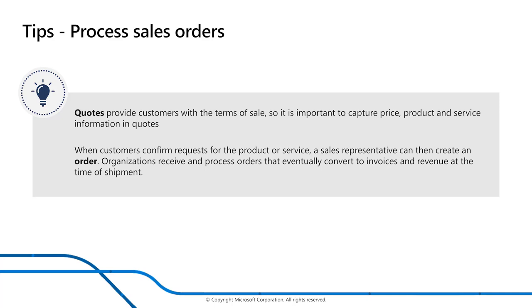Now, when a customer confirms requests for product or services, a sales rep can then create an order. So organizations receive and process orders that eventually convert into invoices and revenue at time of shipment. So again, think about this process. Think about how we've gone down. We've gone from the leads to our opportunities, opportunities to our quotes to our orders. And as I said here, we can get then lead to invoices, and once that's actually paid, that's revenue for the organization.